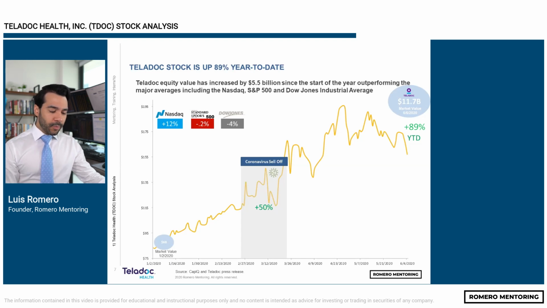But what's important to understand is how they've outperformed the overall market. The NASDAQ is up 12%. The S&P 500 is basically flat. It's not even up 1%. That's 20 basis points, less than 1%. The Dow Jones Industrial Average is up 4%. And also during the entire coronavirus market sell-off, the stock actually increased by approximately 50%.